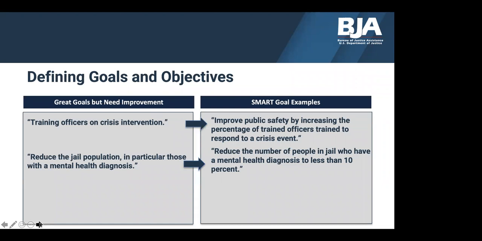Here are a few examples of some well-defined SMART goals that will set this program up for success. While the goals on the left are great goals, they are difficult to measure and not specific enough to measure success.